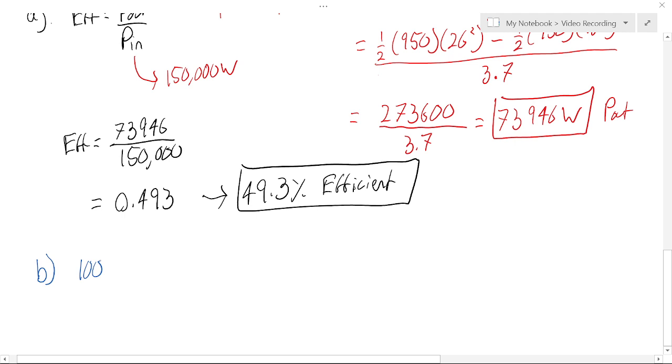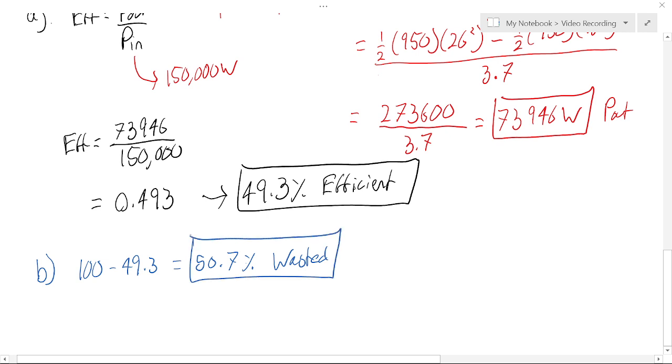So let's say out of the 100% of energy that goes into the car, we take away 49.3% of it. That leaves us with 50.7%. This is the percentage of energy that is wasted, because if it is 49.3% efficient, it is 50.7% not efficient, or inefficient. So this is the wasted percentage of the energy supplied to the car. A little over half the energy is wasted.